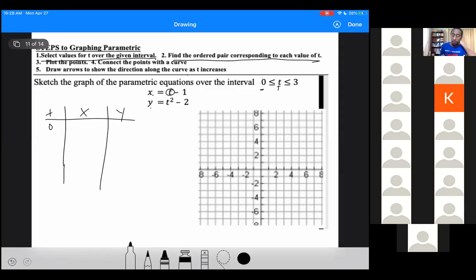First in the x equation, so if we plug in 0 here, 0 minus 1 will be negative 1. So the x is negative 1 when t is 0. Then we're going to plug in 0 for the t here in the y equation. 0 squared will be 0. 0 minus 2, negative 2. So the y would be negative 2. So that means when the parameter t is 0, the x value is negative 1, the y value is negative 2. So we would plot that then on the graph.